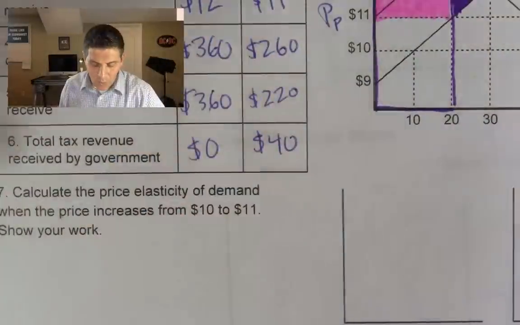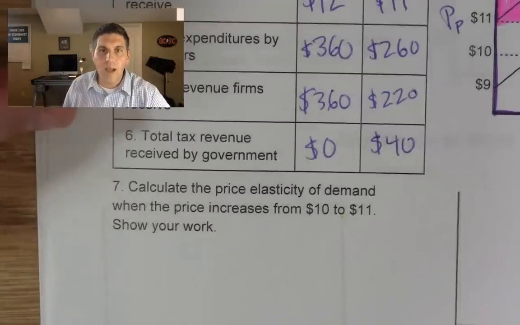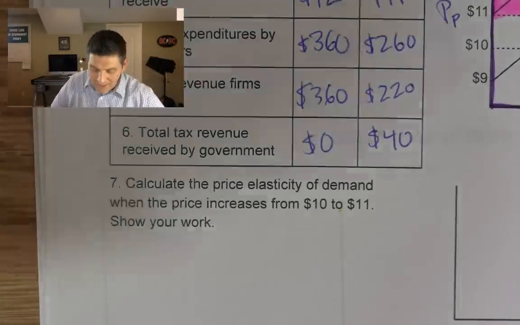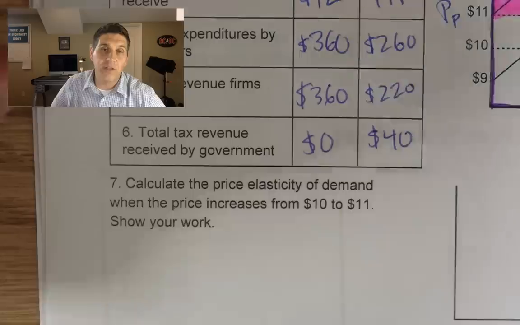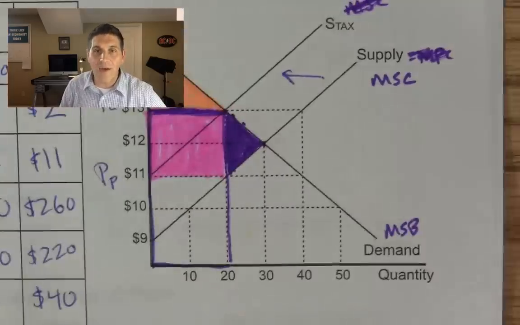Here it is. It's question number 7. Right there. It says, calculate the price elasticity of demand when the price increases from 10 to $11, then show your work using the graph that we just did.